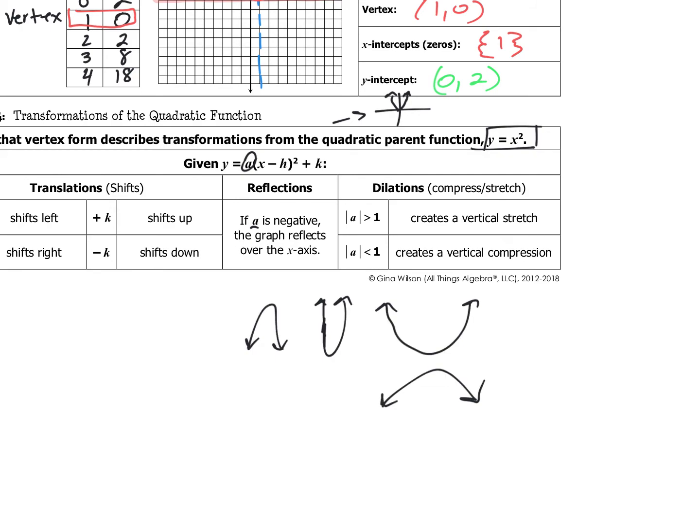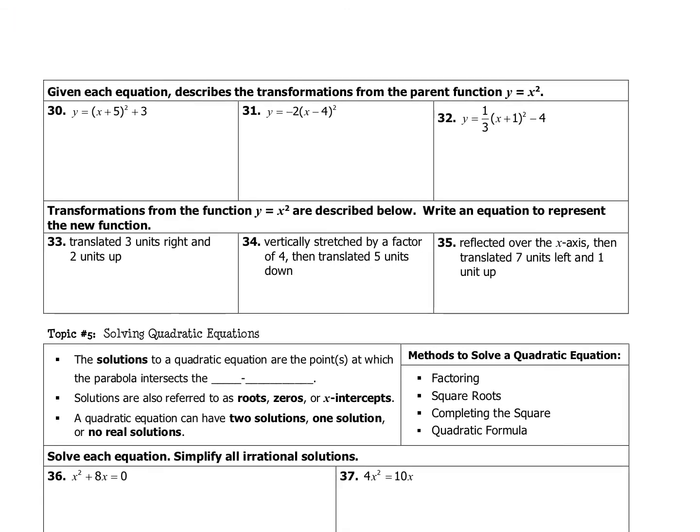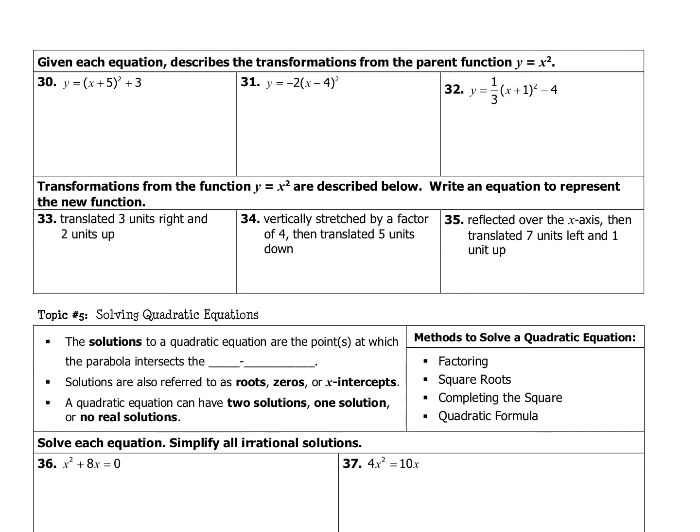All right, so here we go. Given each equation, describe the transformations from the parent function y equals x squared. All right, so in number 30, 5 is being added to x, so that's going to be a shift left 5. It's always the opposite. If it's plus, it goes to the left. If it's minus, it goes to the right. And then it's going to be a shift up of 3. And that's it. There's no A. Nothing in front of the parentheses.